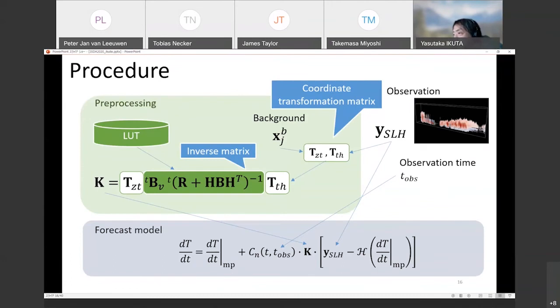So this slide shows the procedure for nudging. First, we calculate the transformation matrix from the observation data and first guess. Next, we take the inverse matrix from the lookup table according to the precipitation pattern, and assign the inverse matrix to the Kalman gain. This Kalman gain is used during the time integration to correct the tendency.